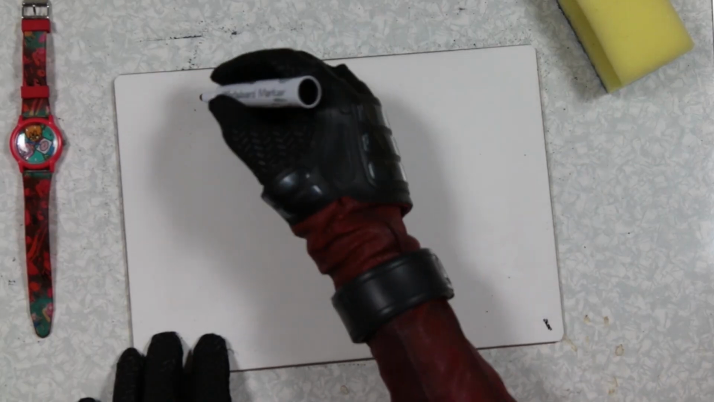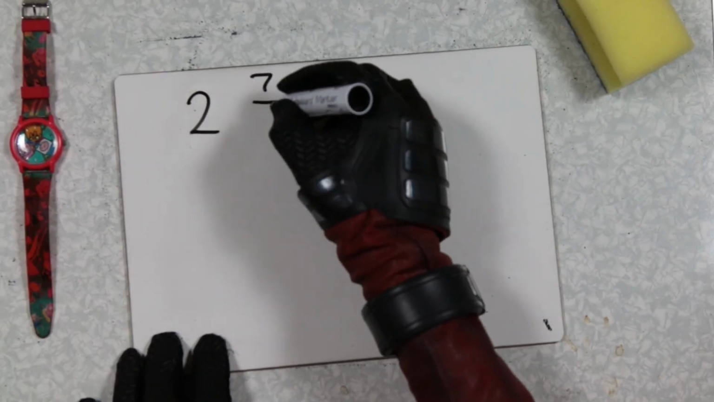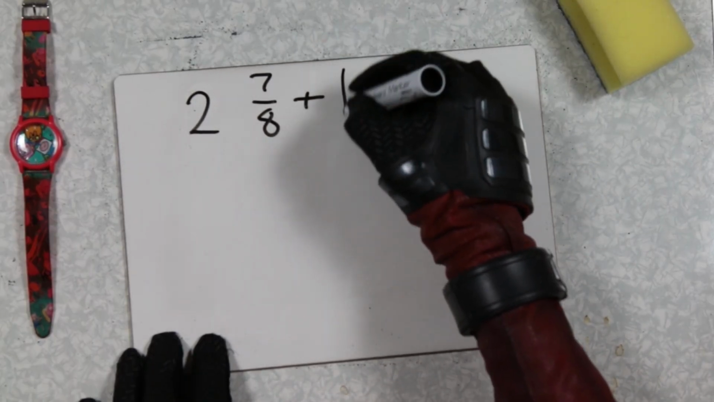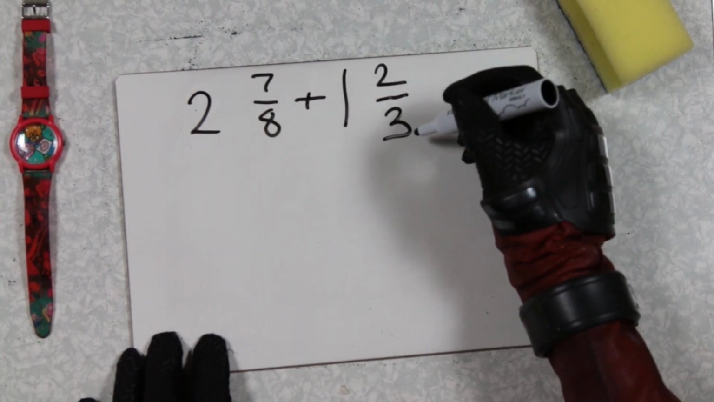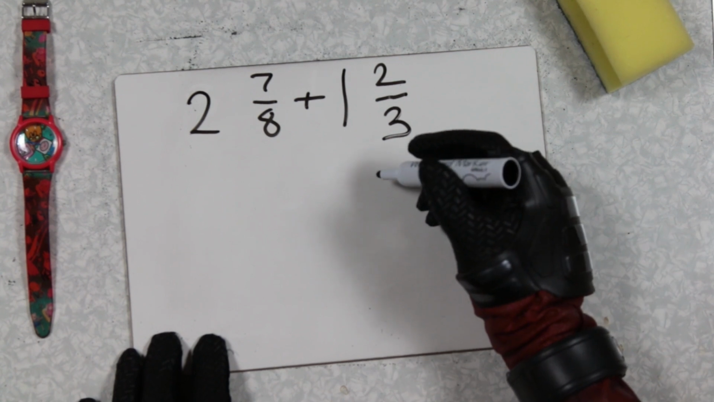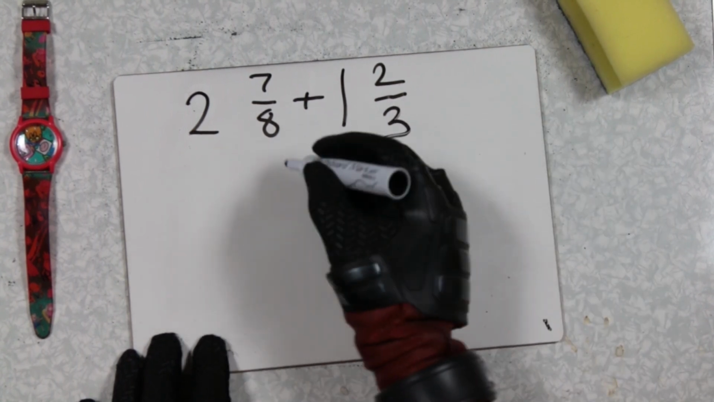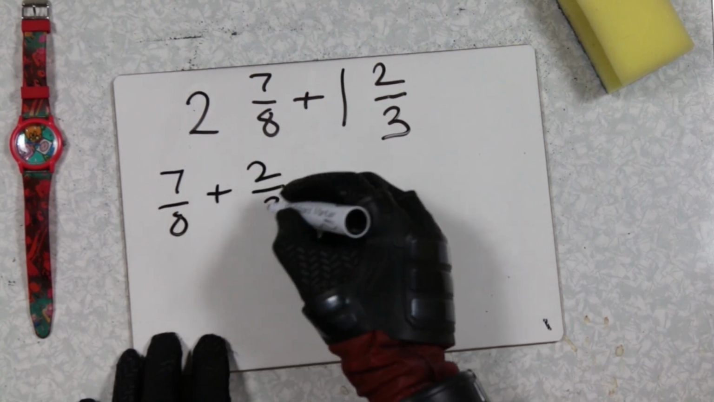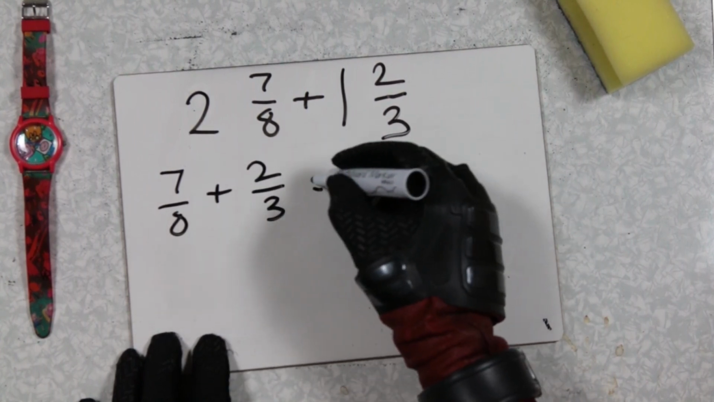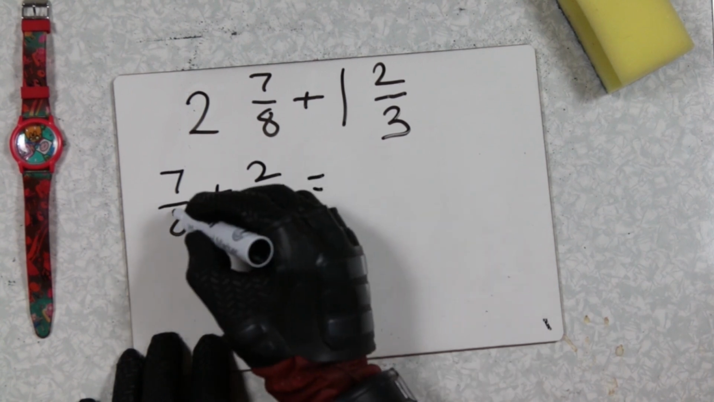Let's go. Let's say we have 2 7/8 plus 1 2/3. Now we're going to worry about the fraction part first and the whole numbers later on. So we got 7/8 plus 2/3. So we need to find the lowest common denominator of those two things.